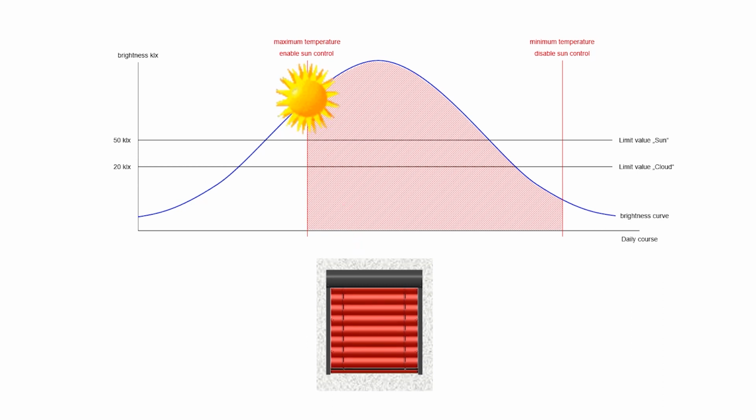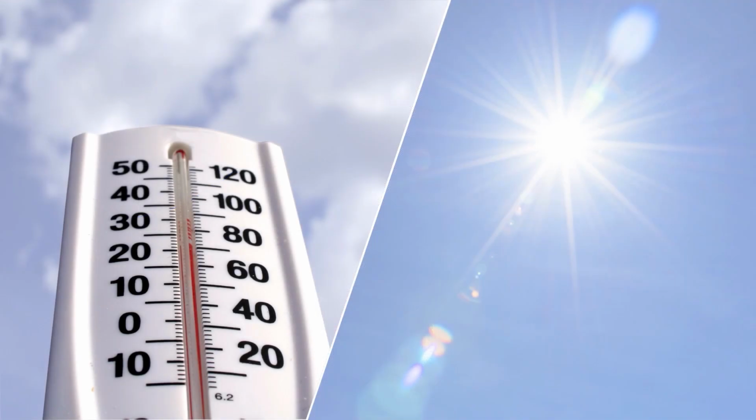On our graph, the brightness increases through the morning, passes its zenith, and decreases during the afternoon. The up command in the afternoon or at dusk can either be carried out by the sun control or the temperature control.